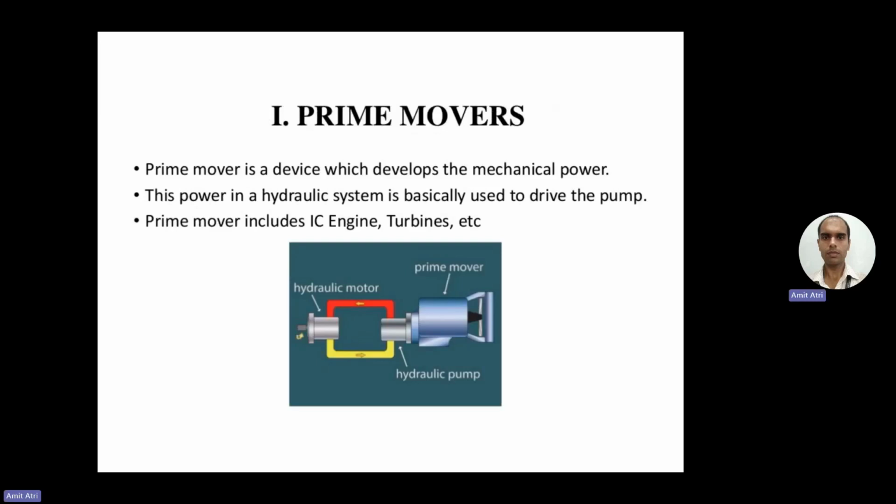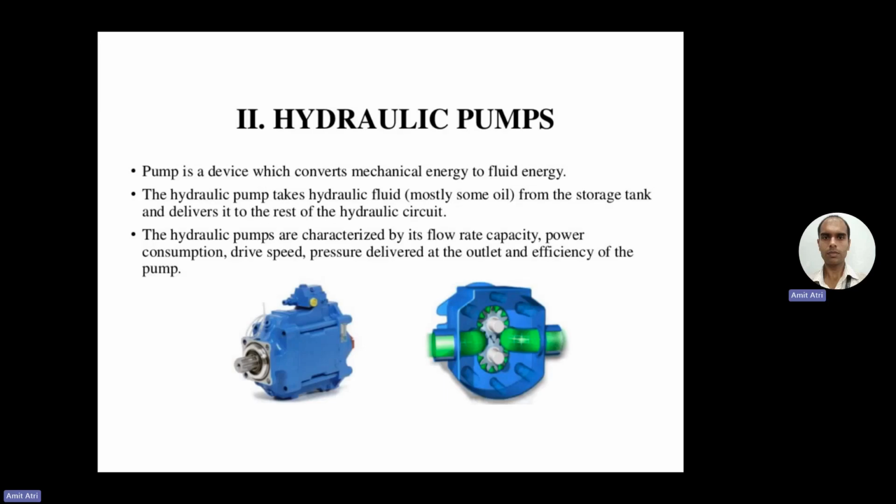So discussing these topics one by one. So first one is the prime mover. So prime mover is a device which develops the mechanical power. So this power in a hydraulic system is basically used to drive the pump. So prime mover includes internal combustion engine or turbine, or some other similar type of equipments or the devices.